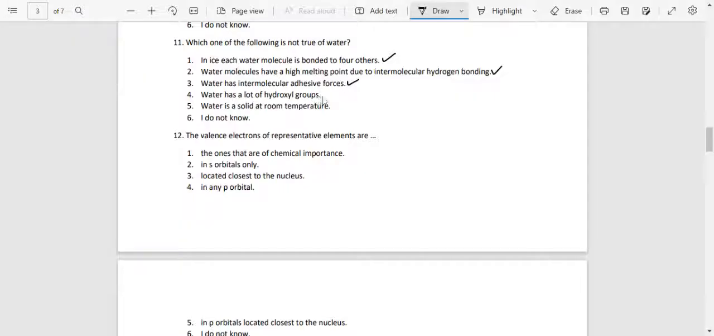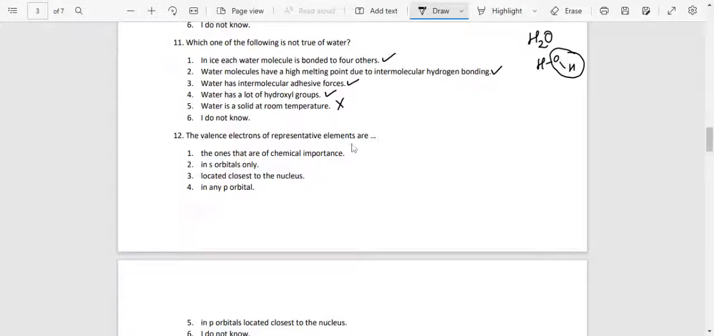Water has a lot of hydroxyl groups. This is also true. It has got a lot of OHs. If you look at water, there's an OH inside there, the way water is like this. So this is a hydroxyl group. Water is solid at room temperature. Now this is not true. Water is not solid at room temperature. It is liquid. So that is the answer.